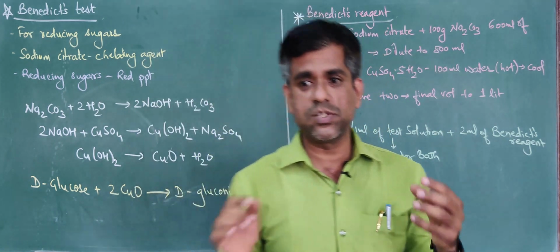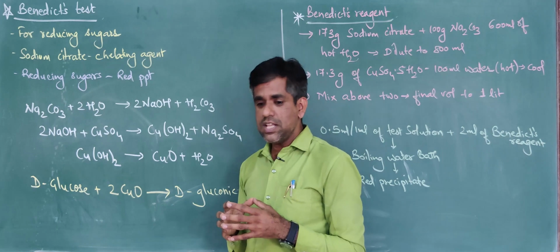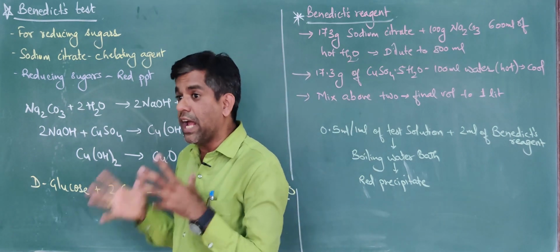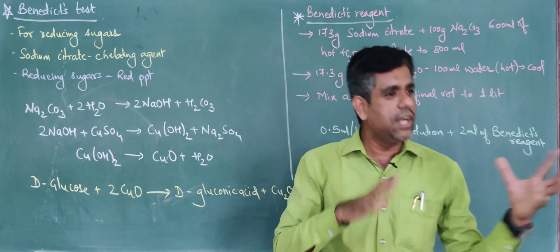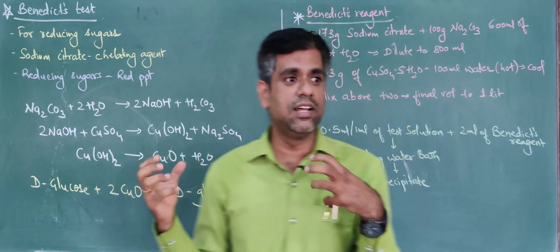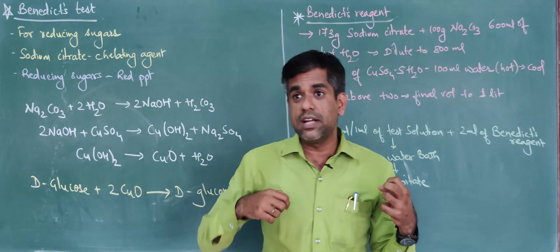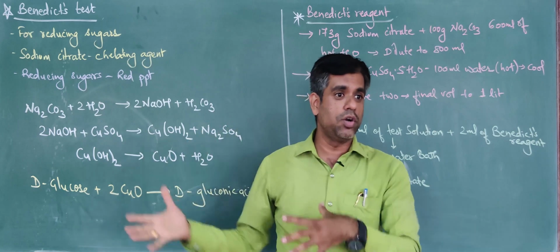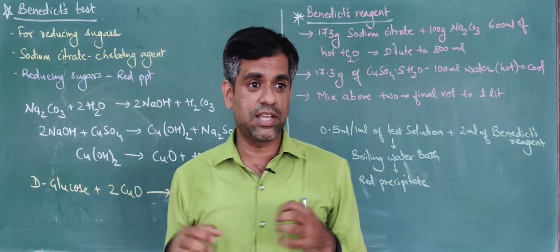After the reaction, if there is presence of reducing sugar, depending on the type of the sugar or the amount of the sugar, you will get different colors. You may get a green color, you may get an orange color, you may get a brick red precipitate if there is a huge quantity of reducing sugar present in the given sample.